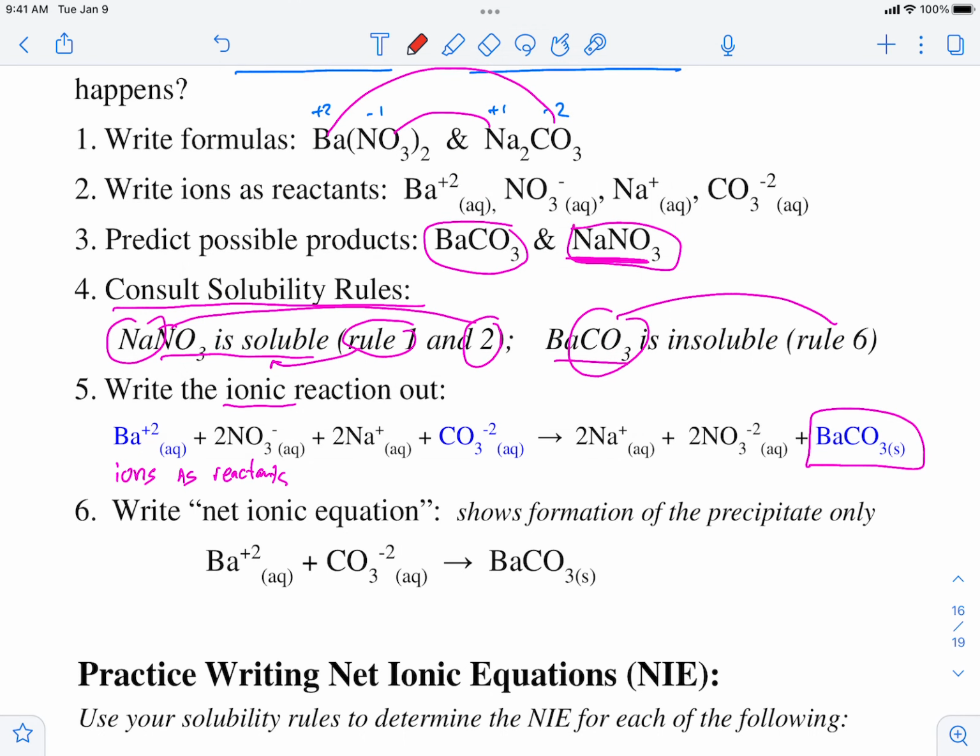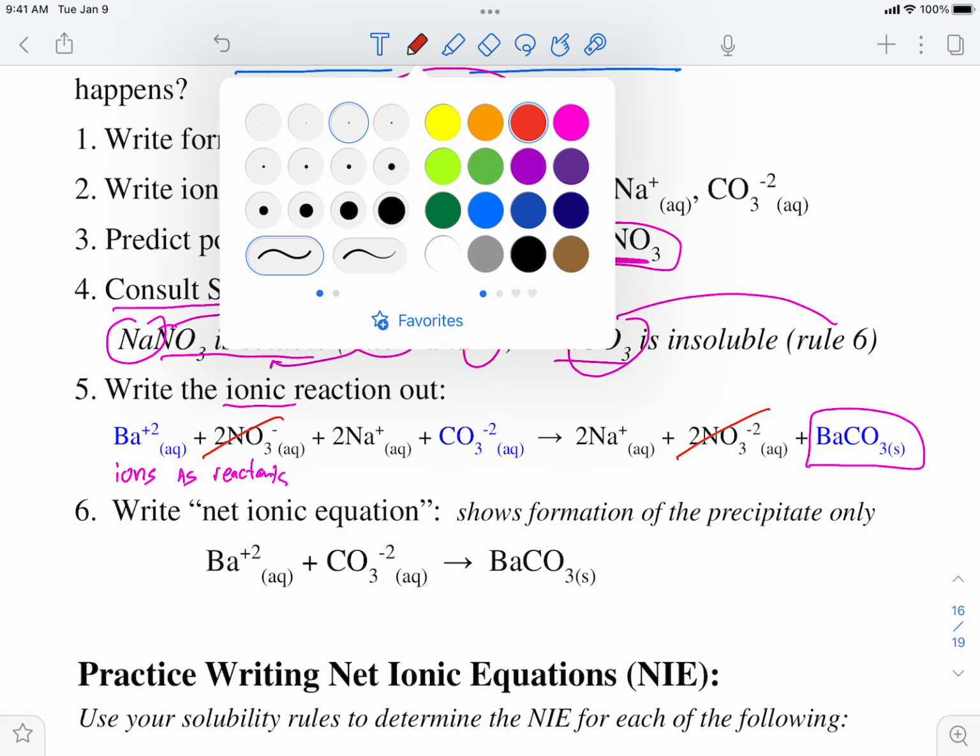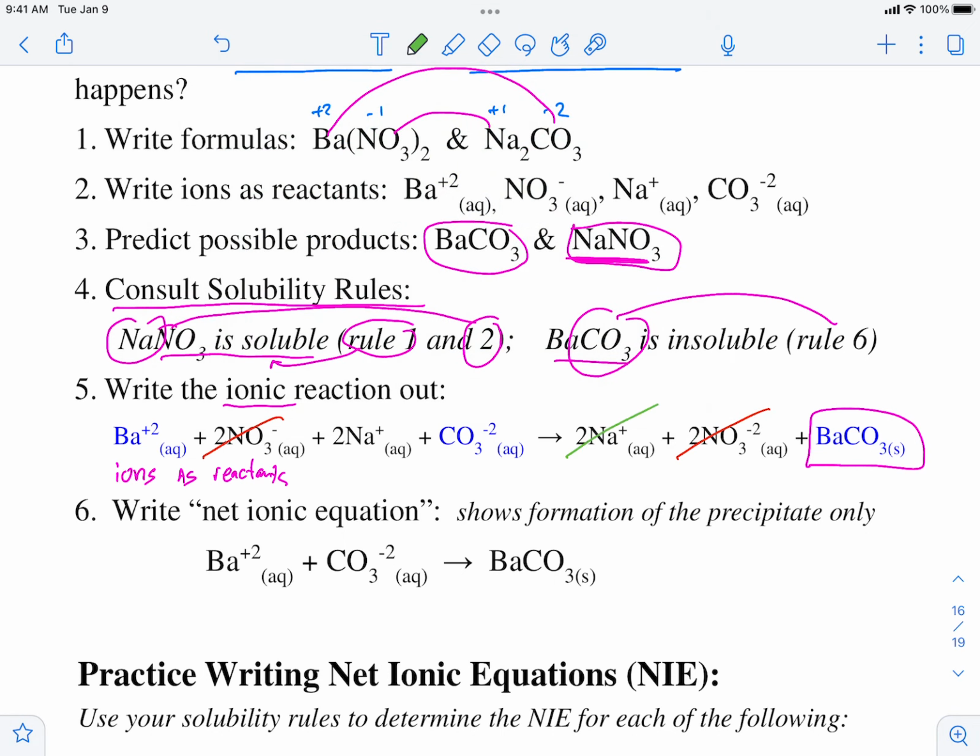We want to algebraically simplify this equation, which means any redundancies on the left side and right side will cancel out. 2 nitrates, 2 nitrates, 2 sodiums, 2 sodiums. And once they're canceled out, you are left with the simplest form of this equation, which is called the net ionic equation.